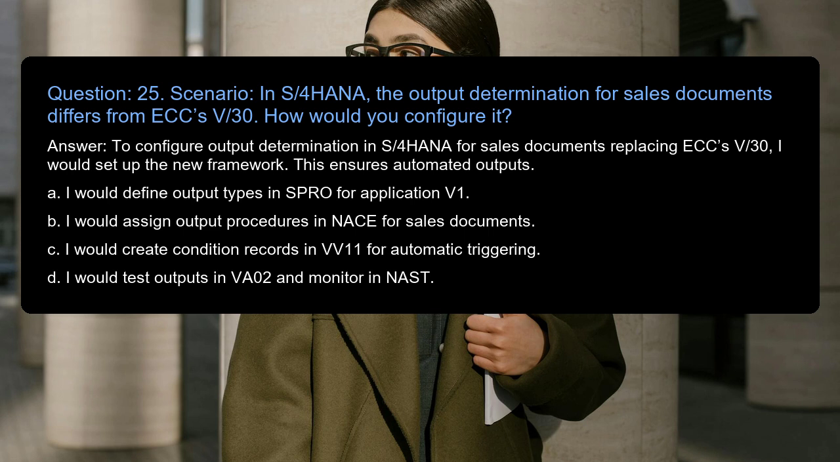A. I would define output types in SPRO for application V1. B. I would assign output procedures in NACE for sales documents. C. I would create condition records in VV11 for automatic triggering. D. I would test outputs in VA02 and monitor in NAST.